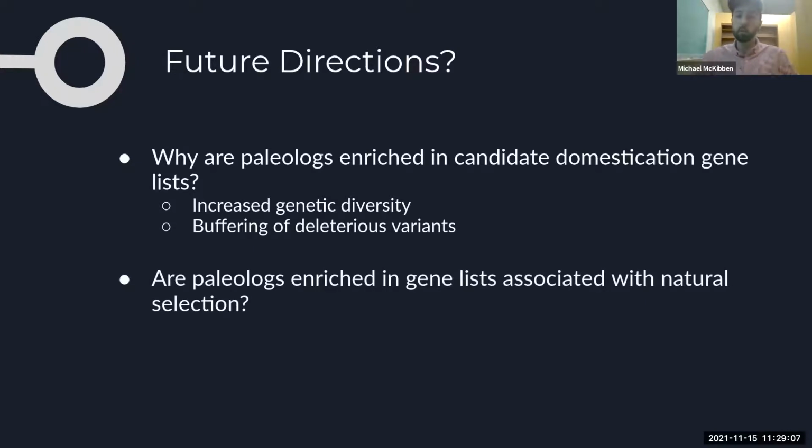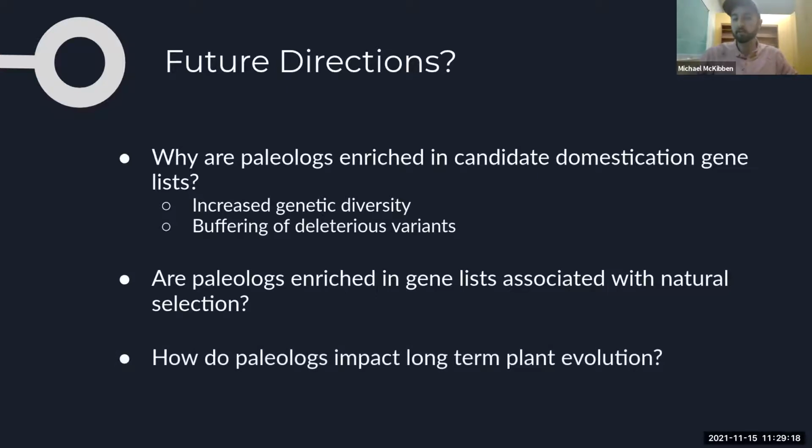And finally, what about natural systems? Are candidate gene lists associated with natural selection also enriched with Paleologs, or is this unique to domesticated species? And finally, what is the overall impact of Paleologs on long-term plant evolution?